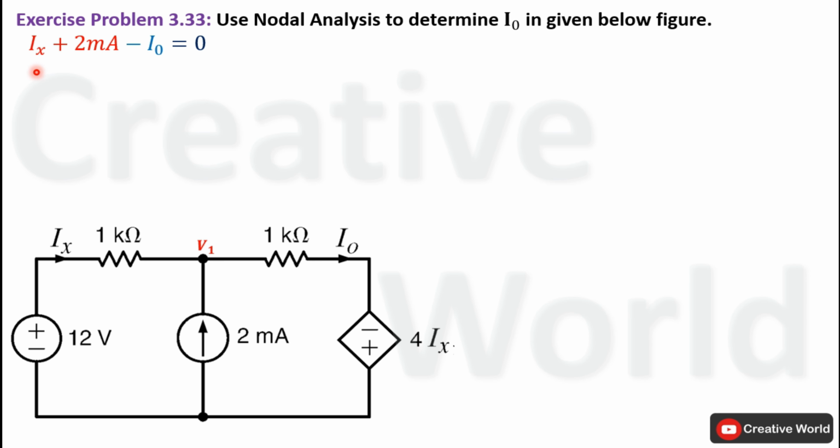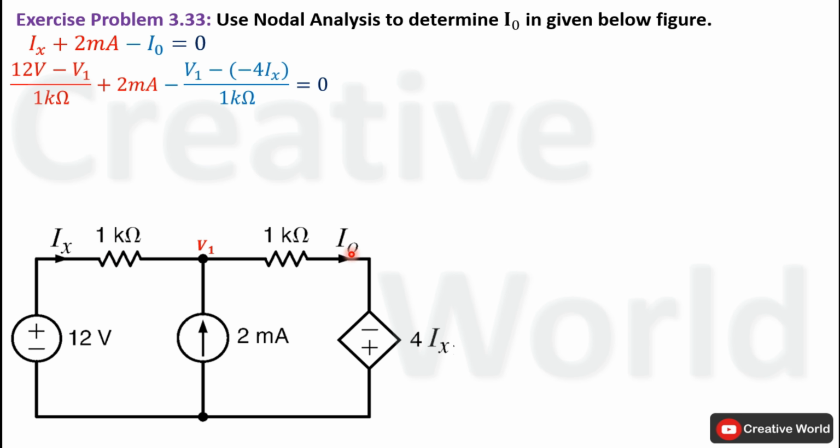In next step, we have to replace these two currents with their respective equations. Current Ix will be equal to the potential difference of these two voltages divided by the value of resistance. Here the direction of current is from this voltage source to node 1, which is indicating that value of this voltage source is on higher potential than V1. So their difference will be taken as 12 volt minus V1, and this difference divided by the value of resistance will be equal to Ix.